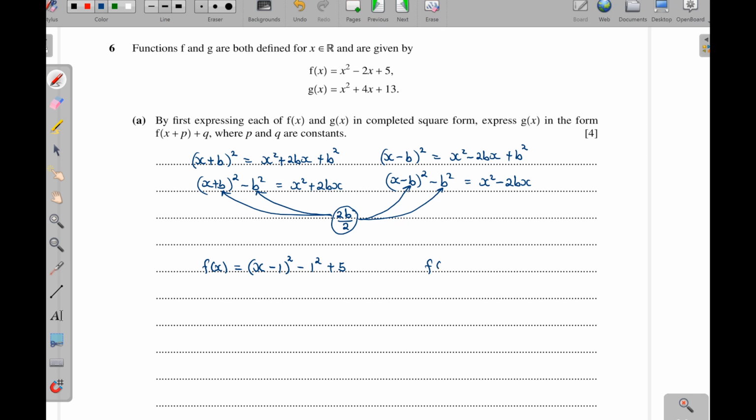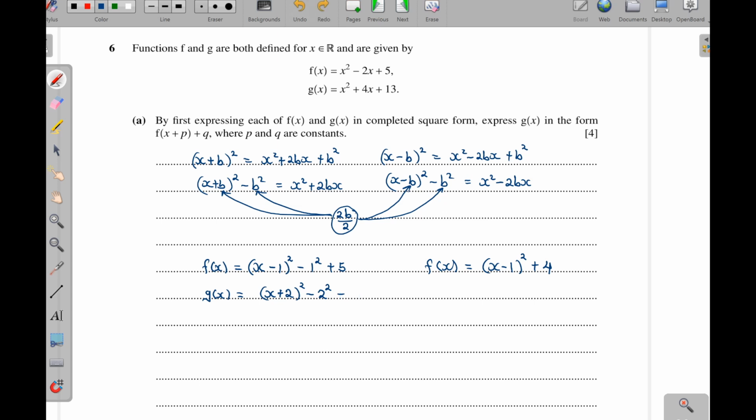So this means that f of x is now going to be equal to (x minus 1) squared, then 5 minus 1, that one gives you a 4. And then what is g of x? G of x, we do the same, divide this by 2, you get a positive 2, so you get (x plus 2) squared, then pop this 2 out as a square, then we have that minus, and then there is a plus 13 here.